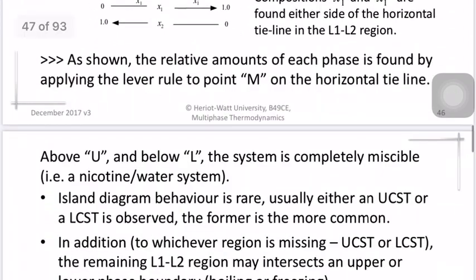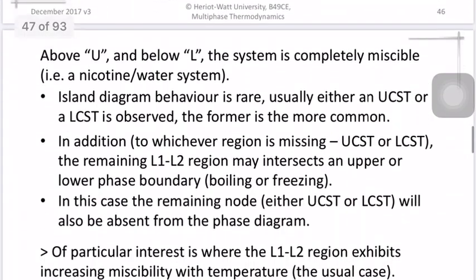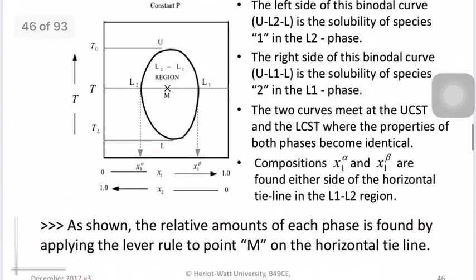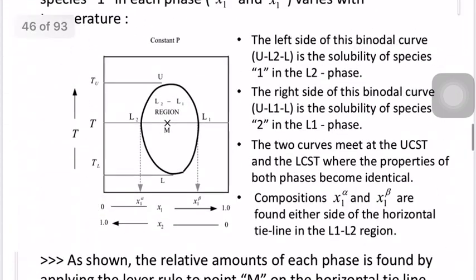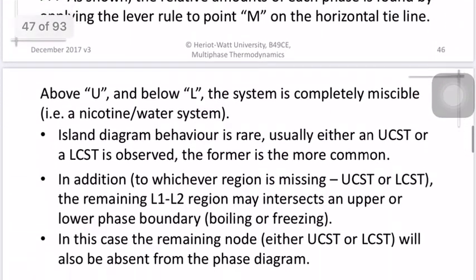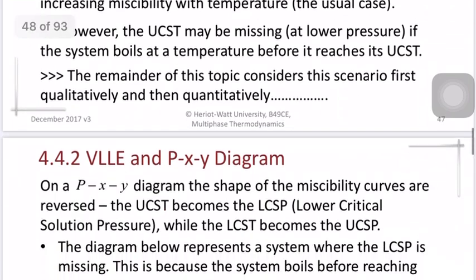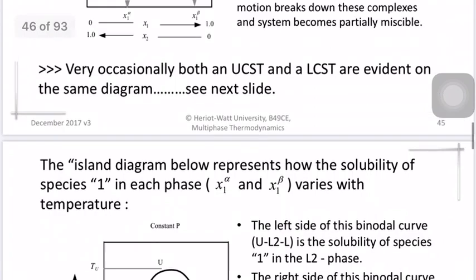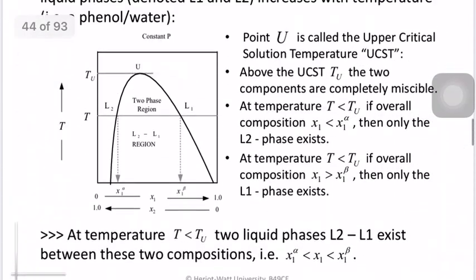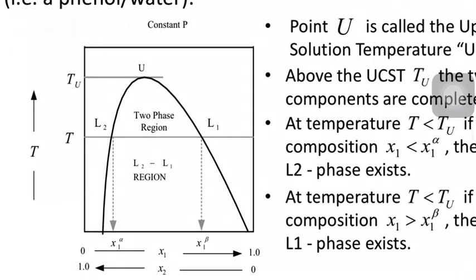This region is the component number 2 rich region, one phase. Here we have the component 1 rich region, which is an ideal solution, of course, because x1 tends to 1 and x2 is a small amount. And here we have a two-phase region, liquid 1 and liquid 2 in equilibrium. We call it the lower critical solution temperature.